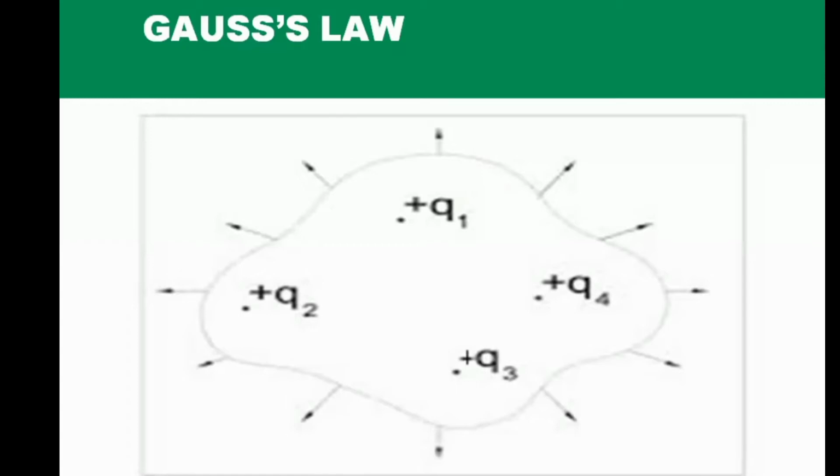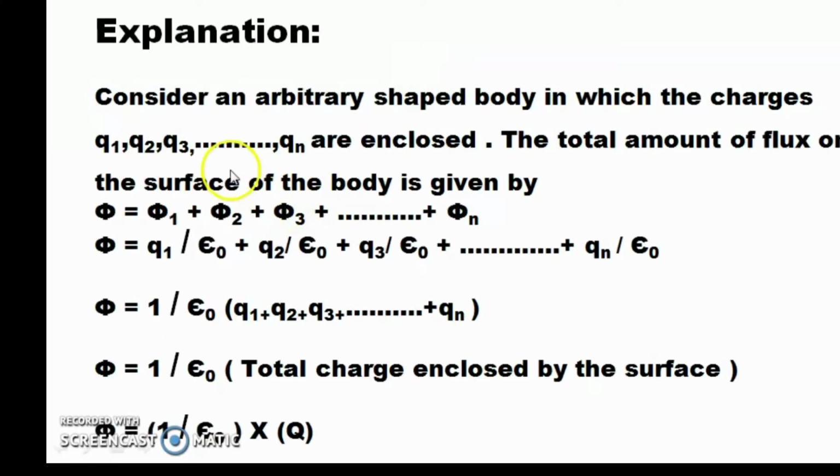Now here we have four charges that have been enclosed in an arbitrary shape object. Now let's find out the total flux on the surface. The total flux is equal to flux 1, which is due to the charge Q1, plus flux 2, which is due to the charge Q2, plus flux 3, which is due to the charge Q3, plus flux n, which is due to the charge Qn. For example, n amount of charges are enclosed in the arbitrary shape object. Now we will put these values.